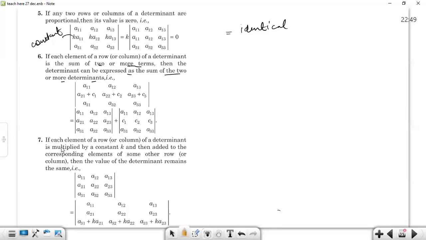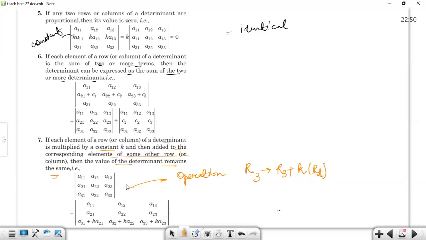Okay. So if each element of a row of a determinant is multiplied by a constant k, then added to the corresponding elements of some other row, then the value of the determinant remains the same. So what is happening here is an operation. Here the third row is getting added with a multiple of some other row, which is the second row, sorry.